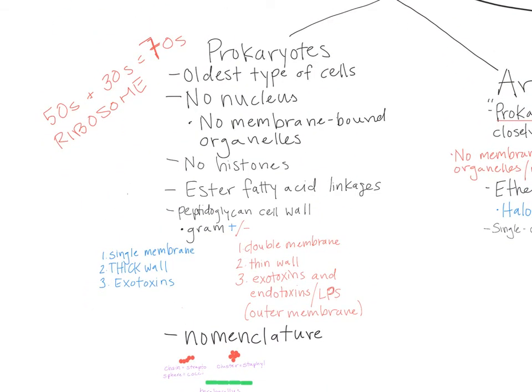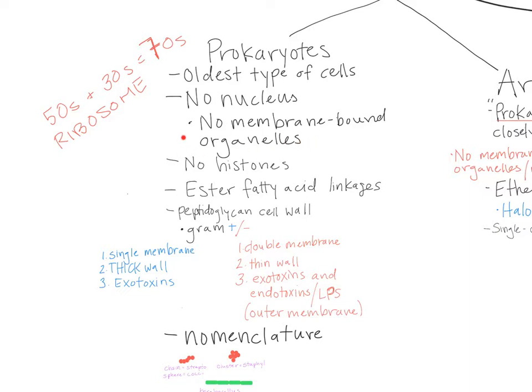Prokaryotes are the oldest type of cells. When you hear the word prokaryote, you can basically just think bacteria. Like I said, they're the oldest type of cells. The oldest fossils of prokaryotes, I think, are 3.5 billion years old or so. Prokaryotes do not have a nucleus, so their DNA is circular, first of all, and it's also free-floating. It's not contained in a nucleus, as it is in eukaryotes.